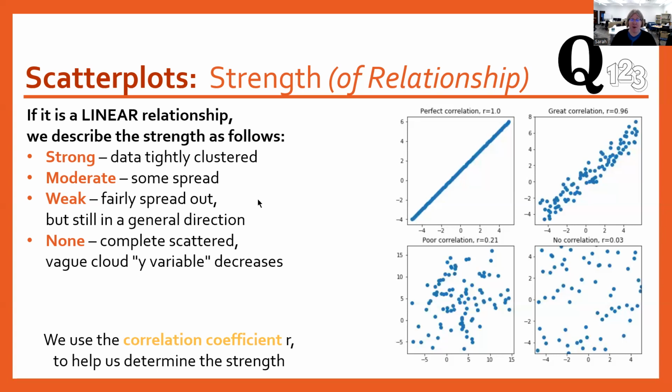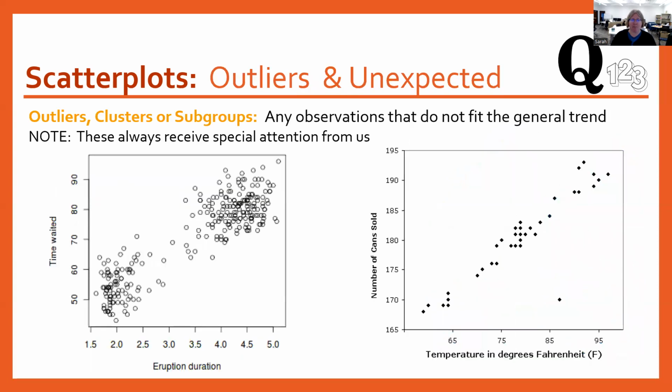So we have the form, the direction, the strength, and then the last one is the unexpected. So these can be things like outliers, clusters, some sort of subgroup, anything that doesn't quite fit the general trend. Okay, and these are always things that you want to give some special attention to kind of figure out what's going on there.